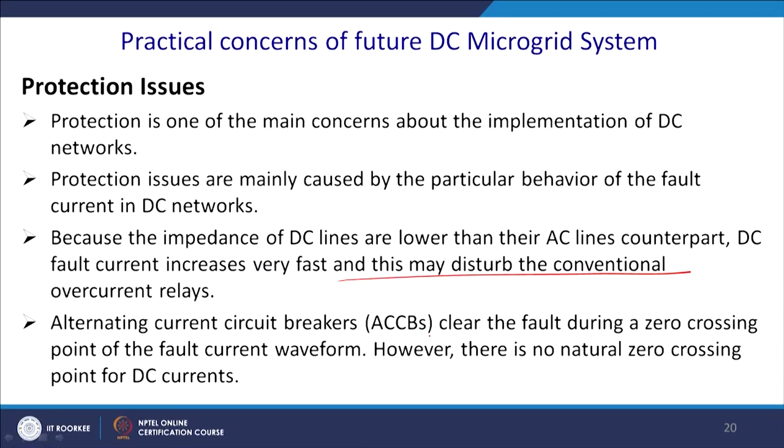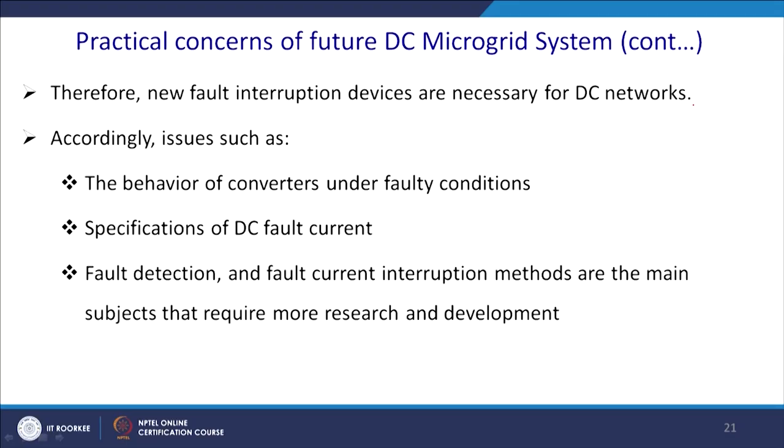Alternating current circuit breakers, ACCBs, clear the fault during the zero crossing point of the fault current waveform. However, there is no natural zero crossing in the case of DC current. Therefore, new fault interruption devices are necessary for the DC network.